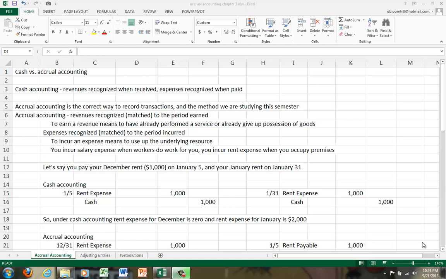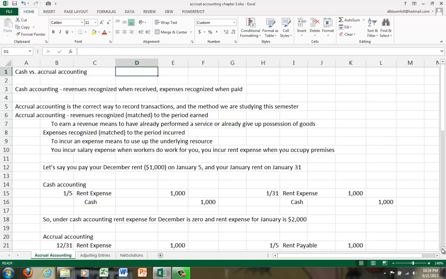Expenses are recognized in the period of time in which they're incurred, so expenses are matched to the period of time in which they're incurred. To incur an expense means to use up the underlying resource. So, you incur salary expense when workers do work for you, not when you pay them, but once they've done the work for you, salary expense is incurred, and you incur rent expense when you occupy premises. Not when you pay your landlord, but when you occupy premises.